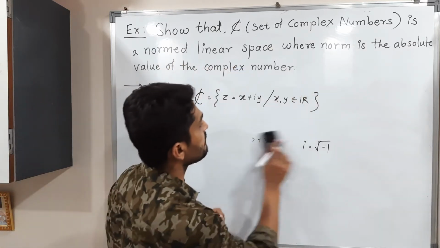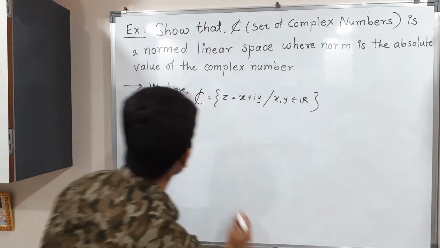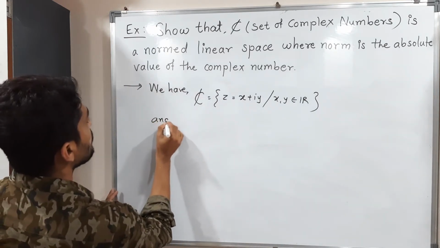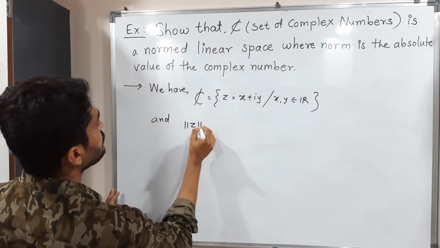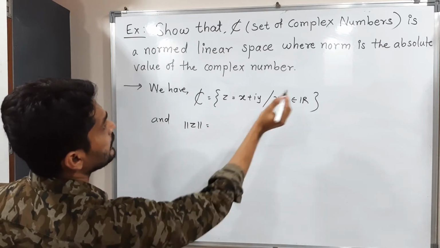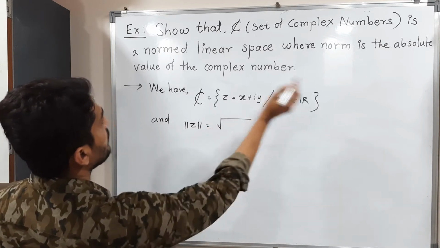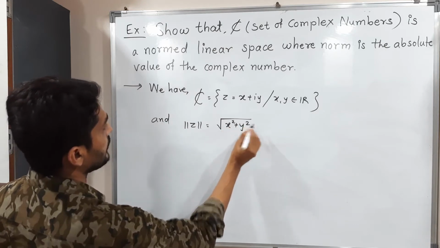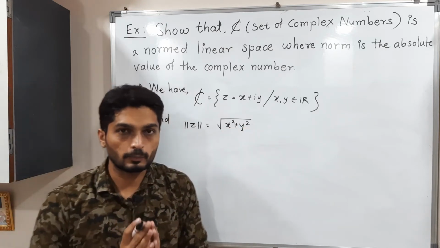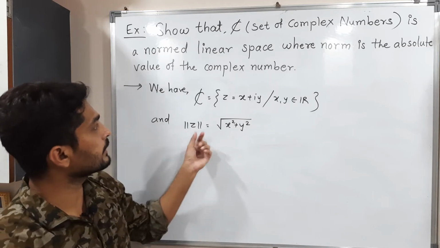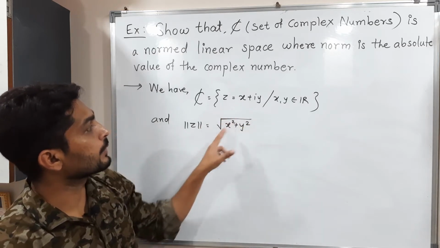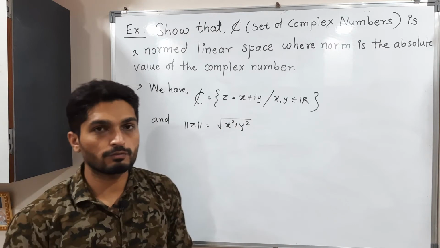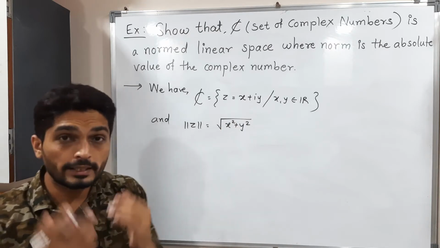See, the norm is defined in this way, and I will clearly mention it. The norm of z, they have mentioned, is the absolute value, which means the square root of x square plus y square. So in this way they have defined it, right? The norm of z is equal to the square root of the square of the first plus the square of the second. In this way they have defined it, and we have to prove that it is a norm.